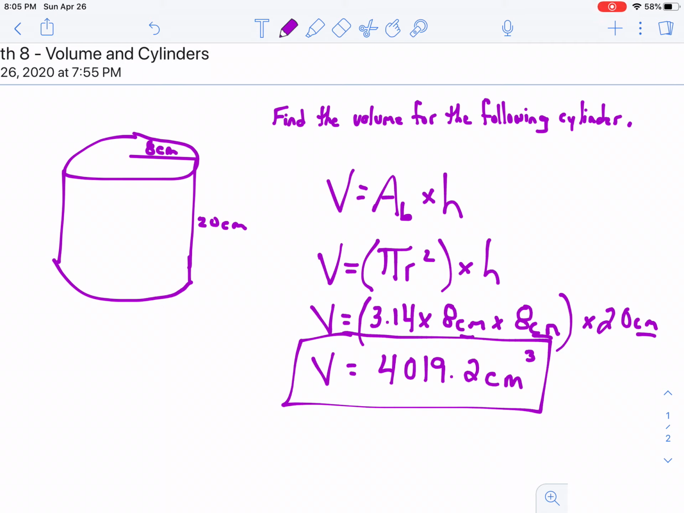Hopefully that makes sense. Remember, if instead I had given a diameter, it is twice as big as my radius. So in this case, if my radius was 8, my diameter would be 16. That's really the only trick that we can get into with volumes.